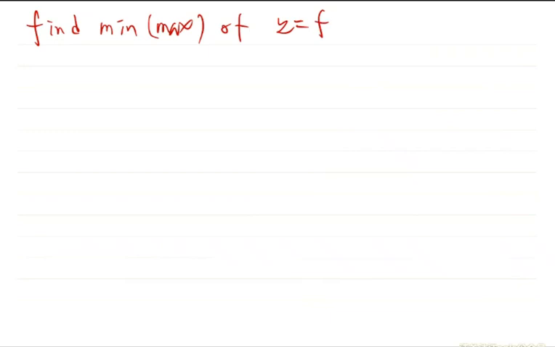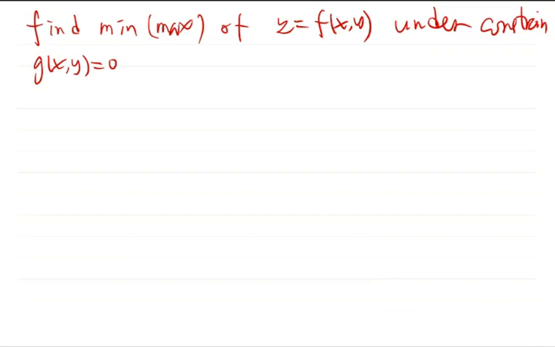To motivate our idea, we consider the most simple case. We consider finding the minimum or maximum of a two variable function under constraint. The constraint is g(x,y) = 0. So how to solve this problem? Geometrically, g(x,y) = 0 represents a curve in R2.